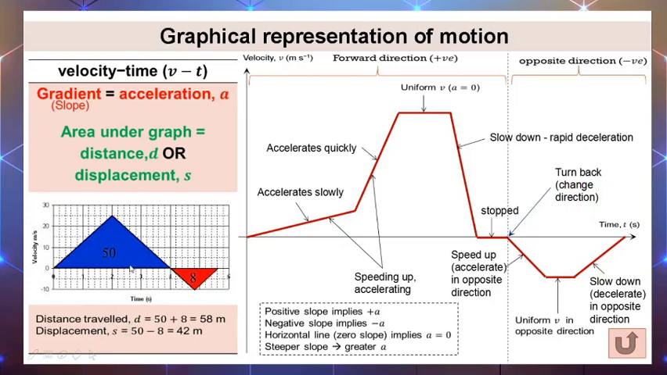For example, over here, the distance traveled is 50 plus 8 because it is a scalar quantity. While for the displacement, it can be calculated as 50 minus 8 because it changed direction over here. So the displacement is 42 meters while the distance traveled is 58 meters.